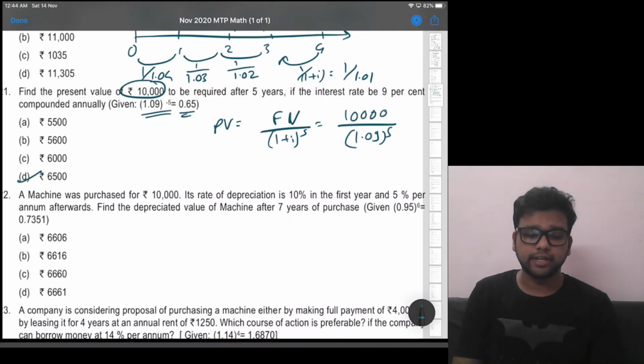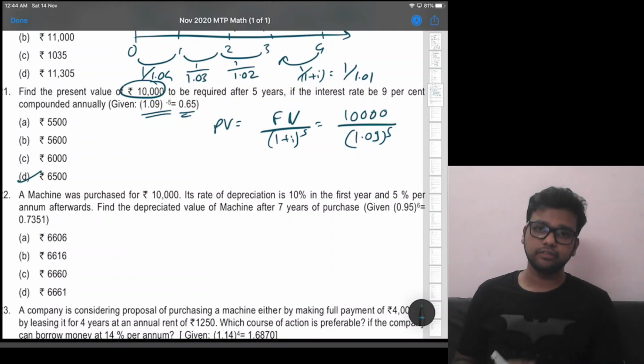Or you can do it on calculator. 10,000 divided by 1.09 and 5 times equal to. That gives us 6499, which is 6,500.